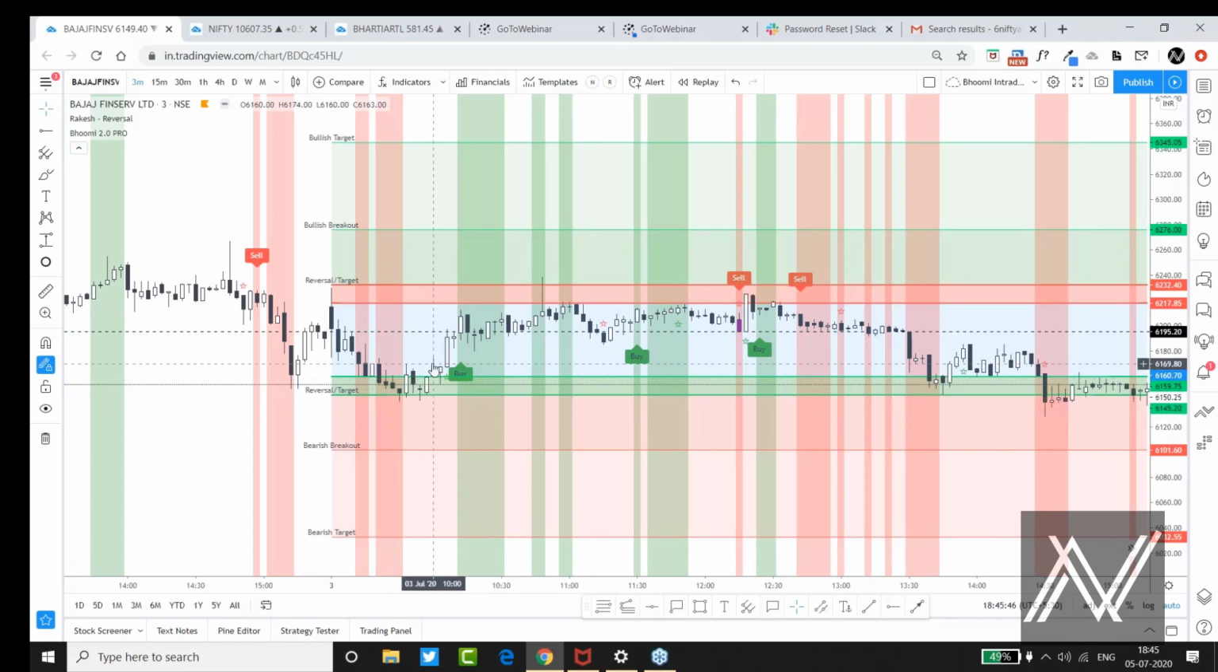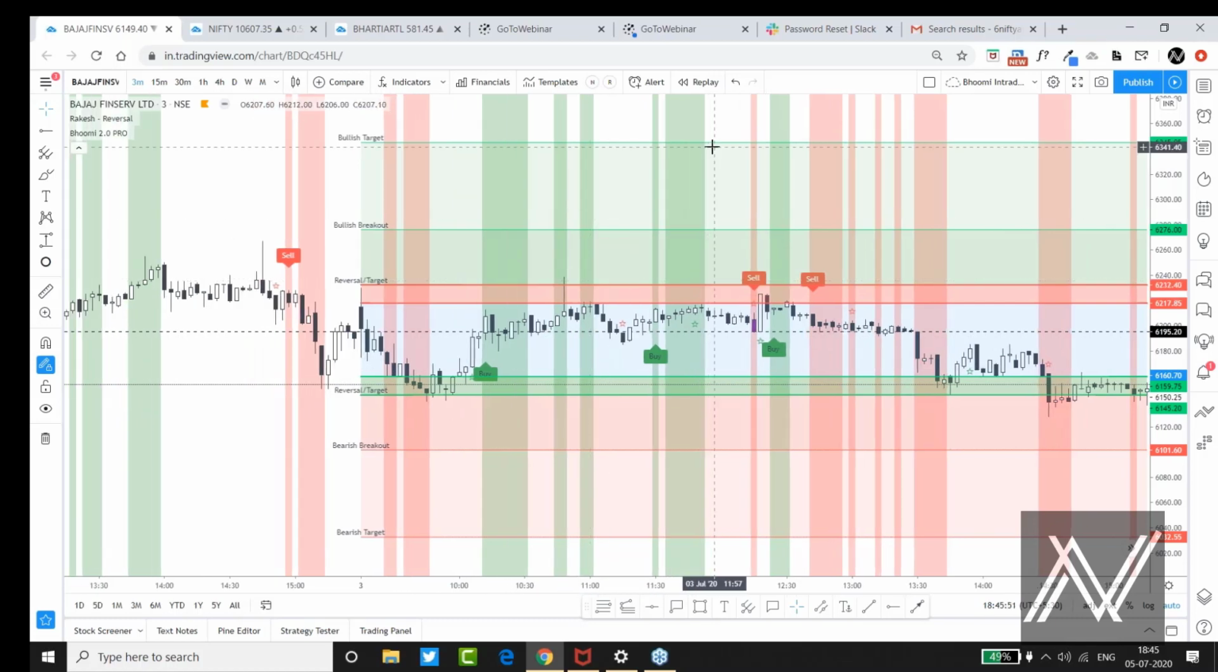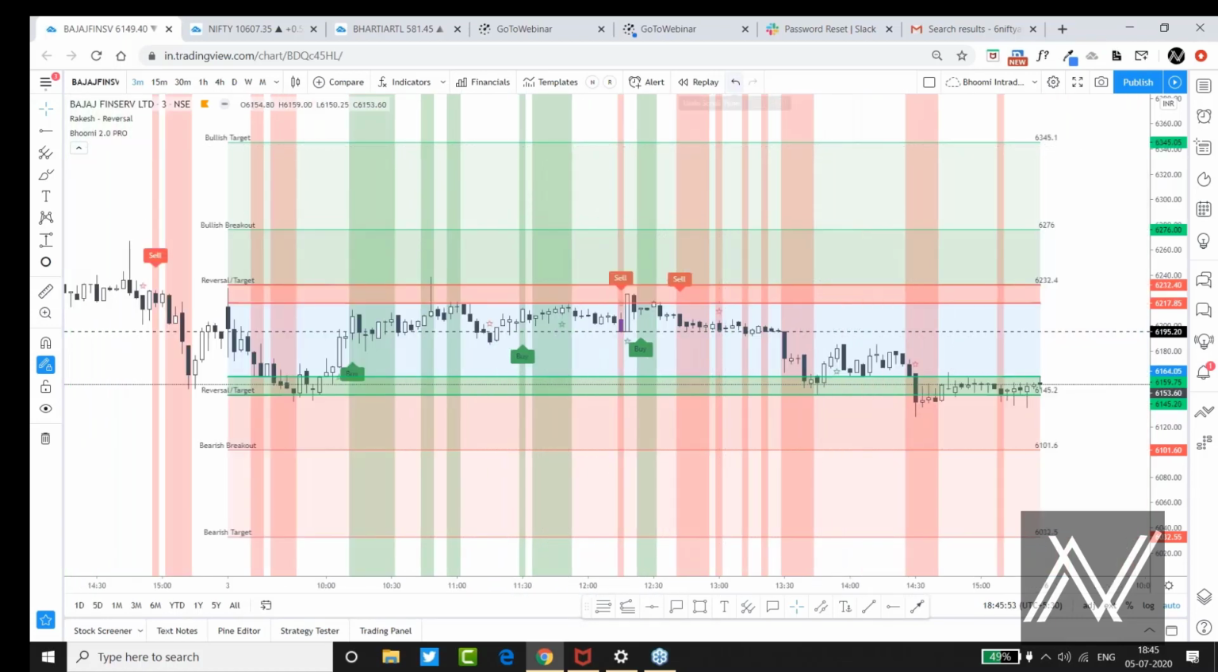When you take a trade on this green line, for the above this line and for the above this line, 6345, your targets are huge and your risk is very small. If you take a buy on this candle, the chances of this candle coming down, hitting the spot and going up further.